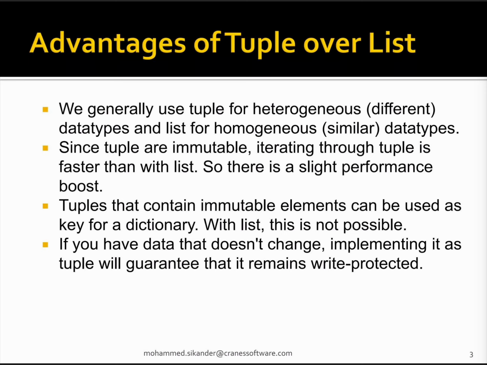Advantages of tuples. We generally use tuples for different data types and lists for similar data types. Since tuples are immutable, iterating through a tuple is faster than with a list. So there is a slight performance boost. Tuples that contain immutable elements can be used as a key for a dictionary. With lists, this is not possible. If you have data that doesn't change, implementing it as a tuple will guarantee that it remains write-protected.